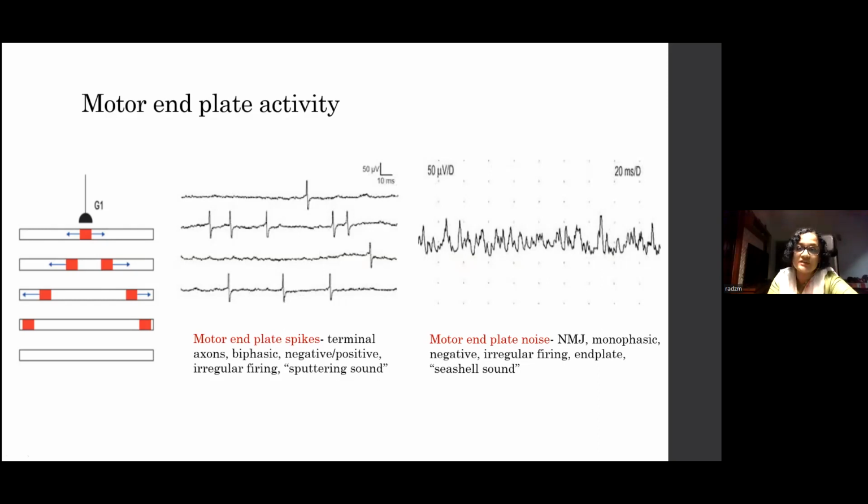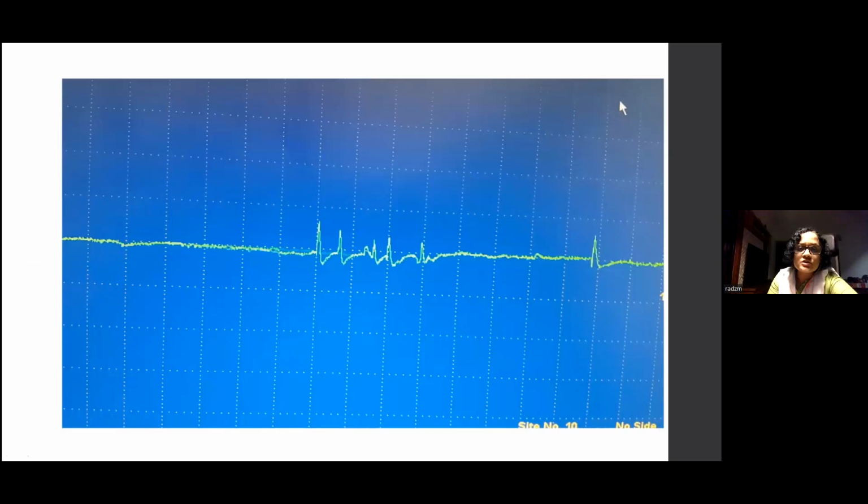Another important thing is when your needle is in the motor end plate, it's extremely painful. I'm sure you remember that. You just need to move the needle away before the patient starts to scream and prevents you from doing the rest of your examination. So before I start the video, I just want to show you the screen here.